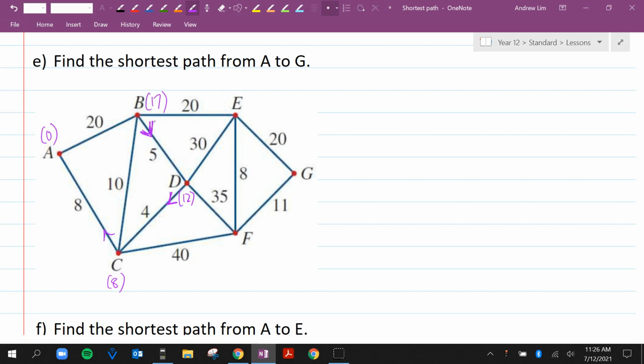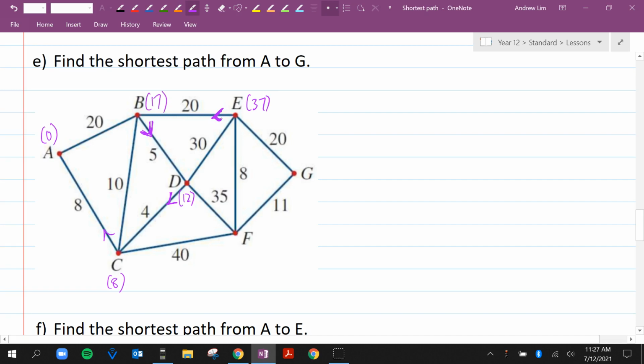Alright, let's go to E. We've got 17 plus 20, which is 37, or 12 plus 30, which is 42. So take the smallest, 37. I'm not going to do this one here because 8 plus 40 is already 48, which is more than 37. 12 plus 35 is 47, which is already more than 37. So it doesn't matter about counting this 8 edge. So how do I get this 37? I got it from this edge here. 17 plus 20.